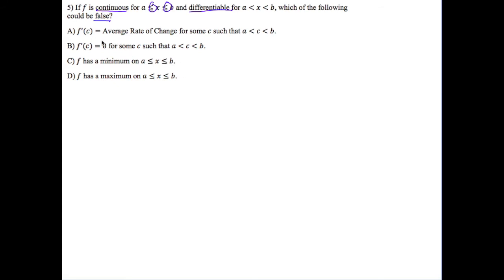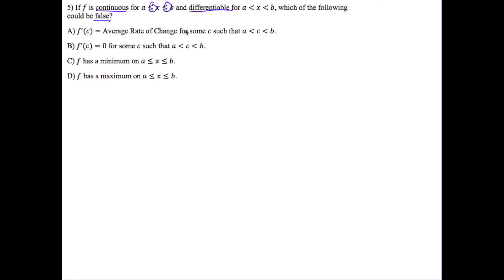All right, so let's translate. F prime of C, what does that mean? Go. F prime of C. That is the slope of the tangent to be exact, or the derivative. So the slope of the tangent at some point, C means some point. So the slope at some point is equal to the average rate of change for some C in that interval that we formally defined. So what does that sound like to you?